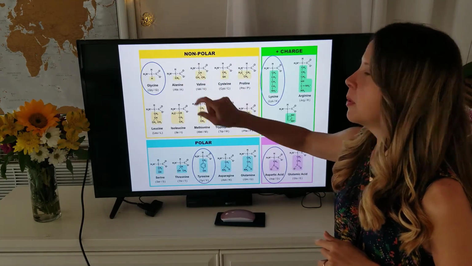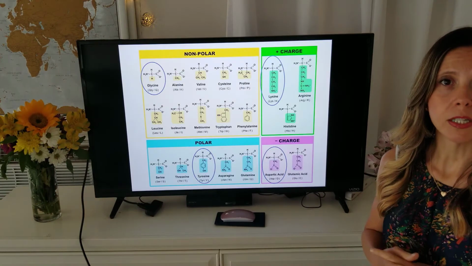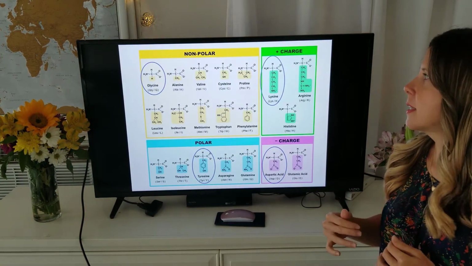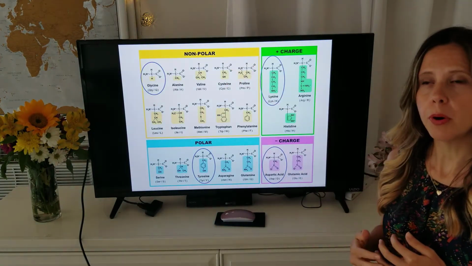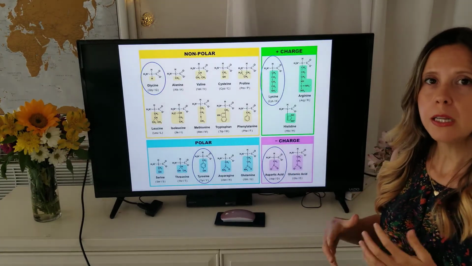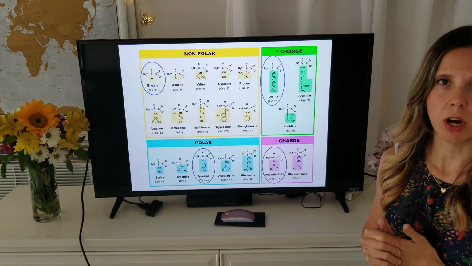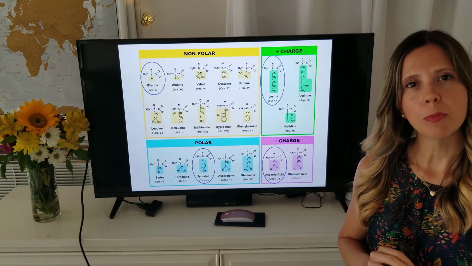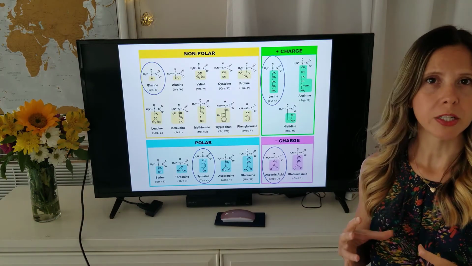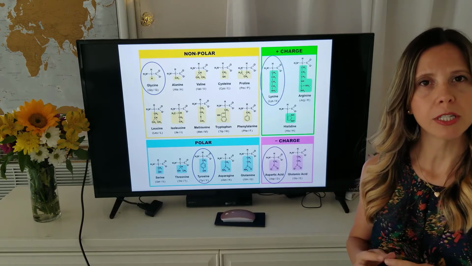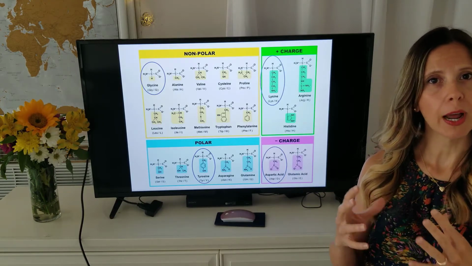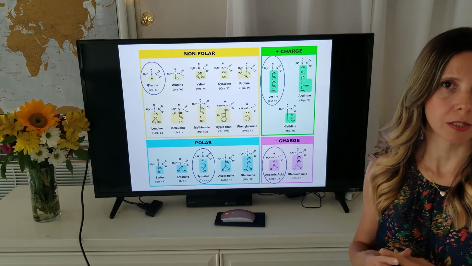This R group determines the chemical properties of that amino acid. So we'll see that some amino acids are going to be non-polar, some will be polar, some will be positively charged, and others will be negatively charged. The physical and chemical properties of our R groups are essential because they determine how our protein will fold, as well as what other molecules our protein will be able to interact with.